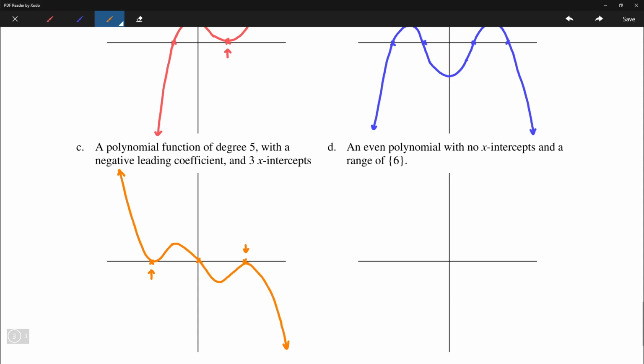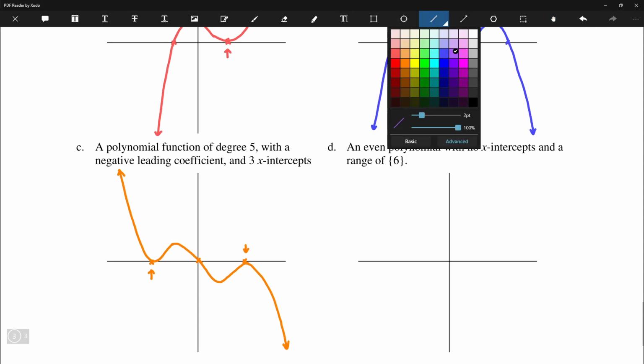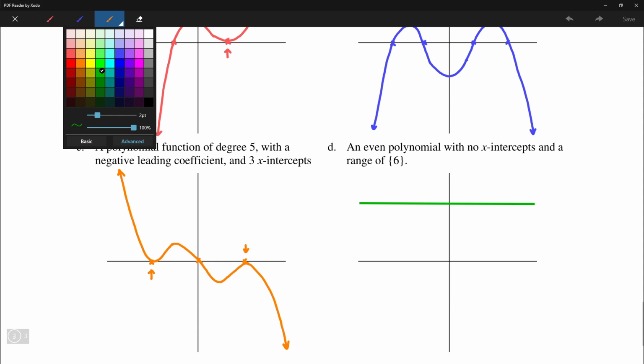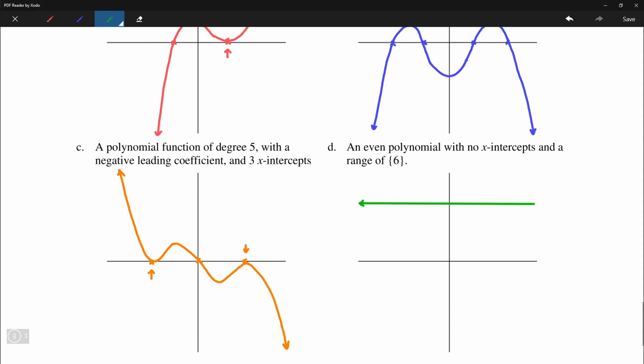And finally, it says here, even polynomial function with no x-intercepts and a range of 6. The only way to really draw that is to draw a horizontal line at y equals 6, since the only polynomial function that has that kind of range is the constant polynomial.